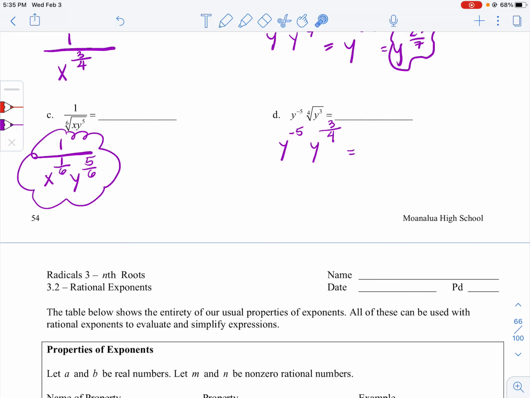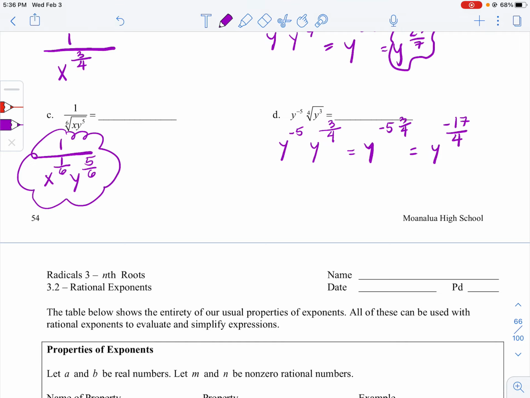equals, and remember the rule that is called product of powers, that when we are multiplying variables, we can add their exponent. So I am going to add negative 5, so that is y to the power of negative 5 and 3/4. So let's convert that into an improper fraction. 4 times negative 5 is negative 20. Negative 20 plus 3 is negative 17/4.